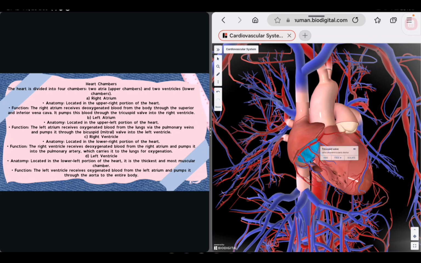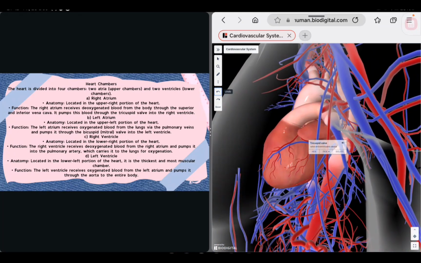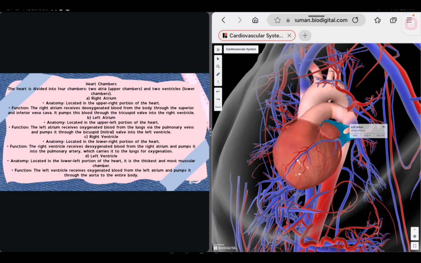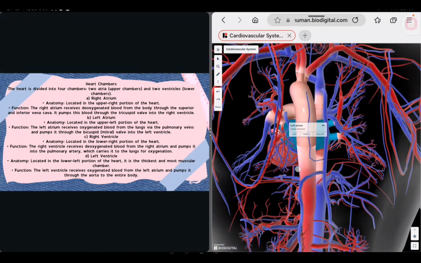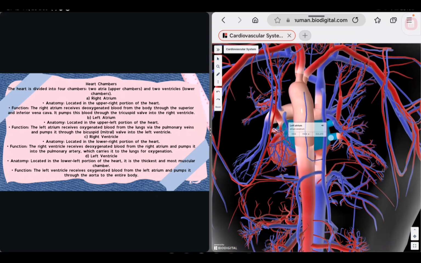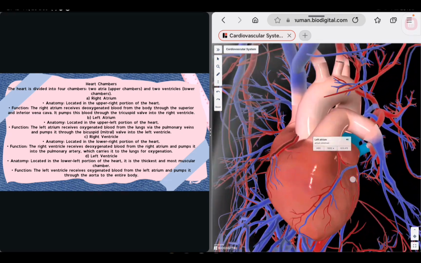Left atrium, on the other hand, is located in the upper left portion of the heart, and it will receive oxygenated blood from the lungs via the pulmonary vein and pump it through the bicuspid or mitral valve into the left ventricle here. So we have 2 ventricles here, right and left.